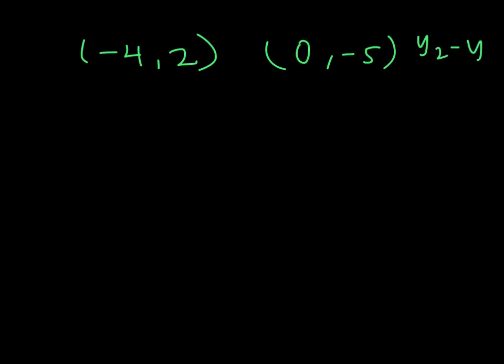All right, let's go ahead and do one more. So the points I'm going to look at are -4, 2, and 0, -5. All right, let's go ahead and label our points, and plug them into our formula.